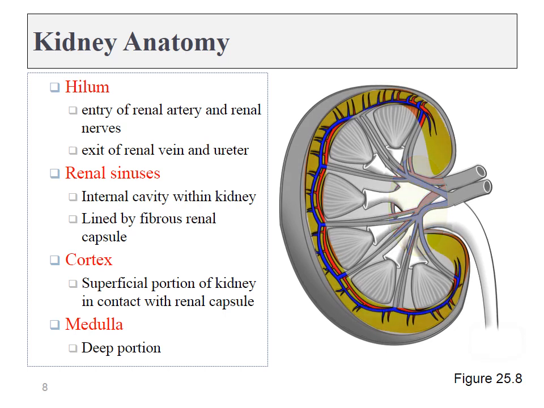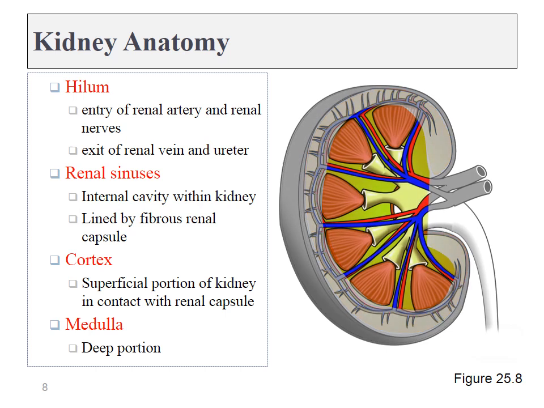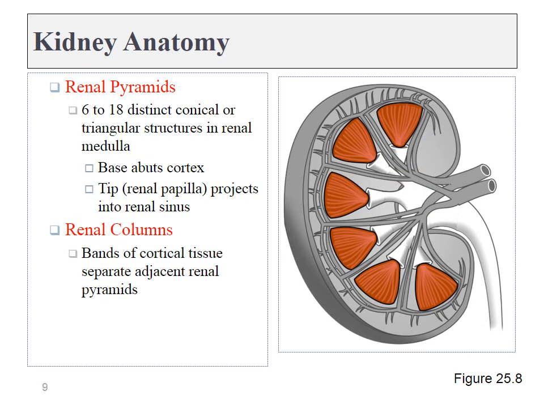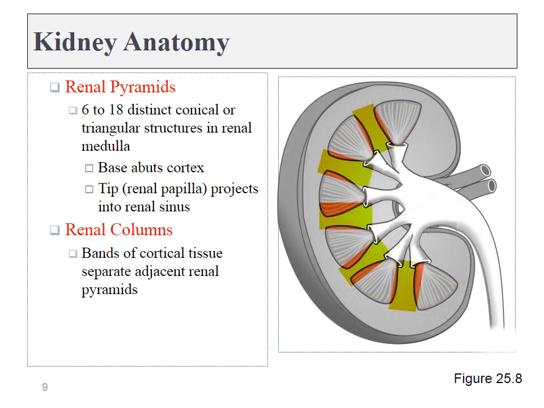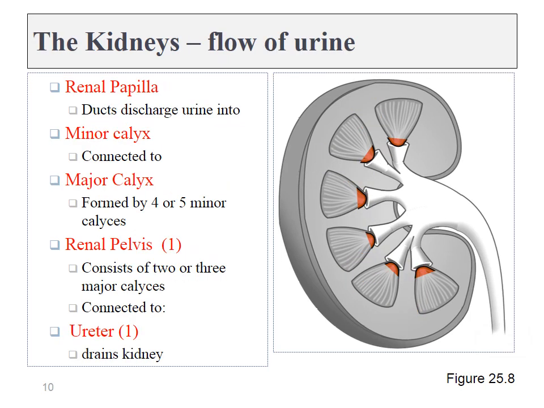The outer region of the kidney, just like any organ, would be called the cortex, whereas the deepest portion is called the medulla. In the medulla are a number of renal pyramids, these triangular shaped regions. Between the pyramids are columns where blood vessels and some other things travel. At the end of every pyramid is a little bump called a renal papilla.